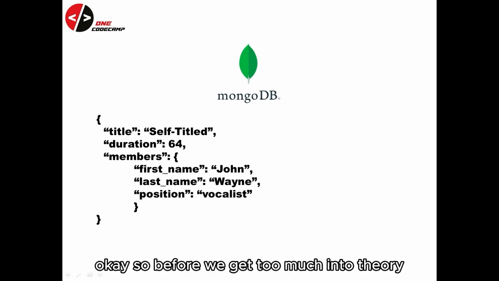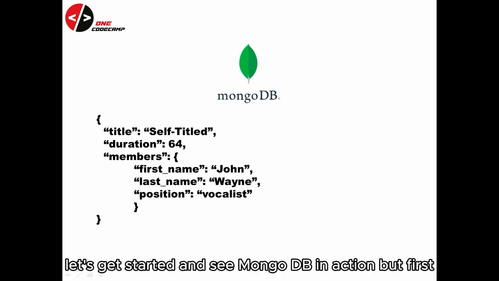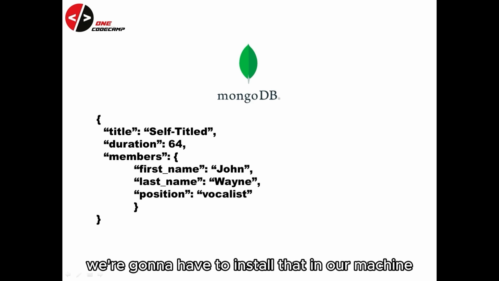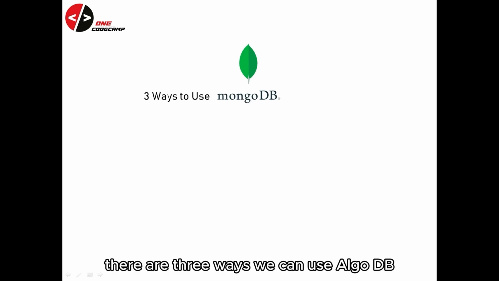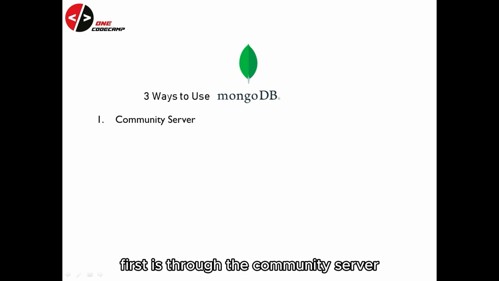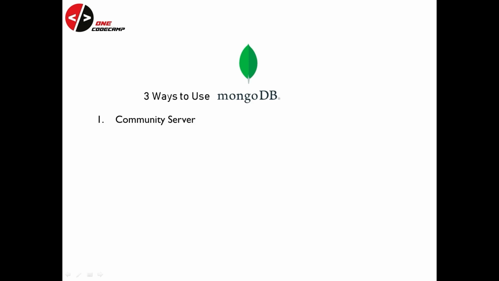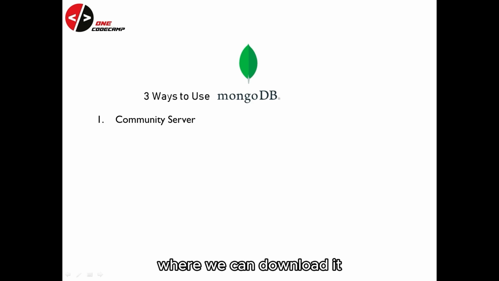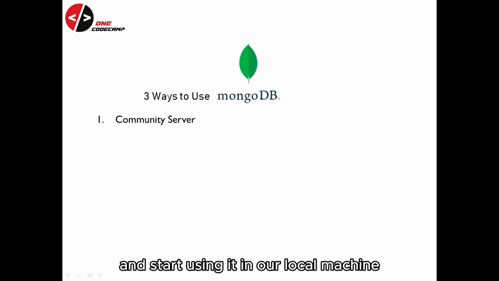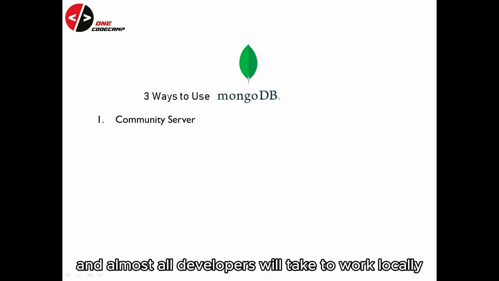Okay, so before we get too much into theory, let's get started and see MongoDB in action. But first, we're going to have to install that on our machine. So let's get started. There are three ways we can use MongoDB. First is through the community server. It's a free, open source database where we can download it and start using it on our local machine. This is the first approach, and almost all developers will take it to work locally.